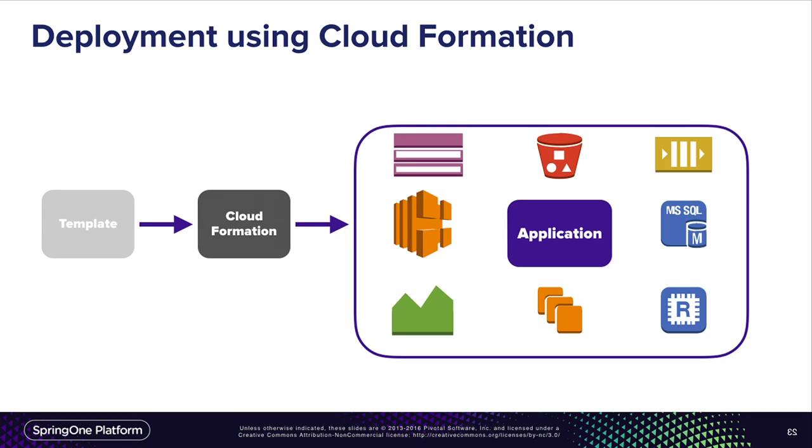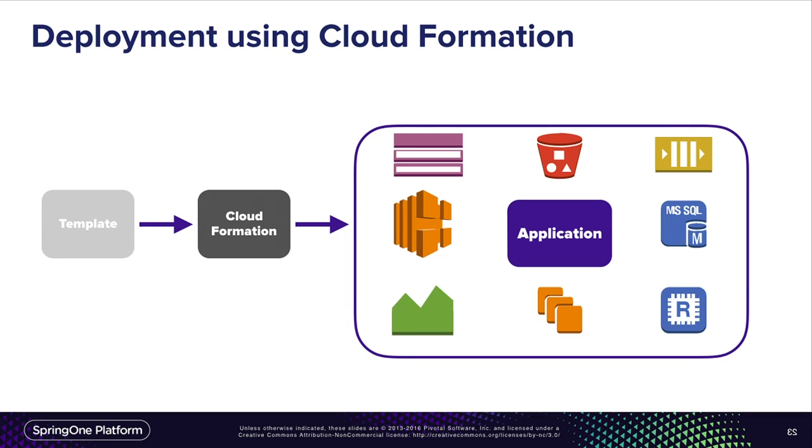So with CloudFormation, I can define in a template, I want 3 EC2 instances. Please install my application on top of that instance. I need an S3 bucket. I need 5 SQS queues. I need a database. And I just give this template to CloudFormation, and automatically all my platform is created, and I can use those services.